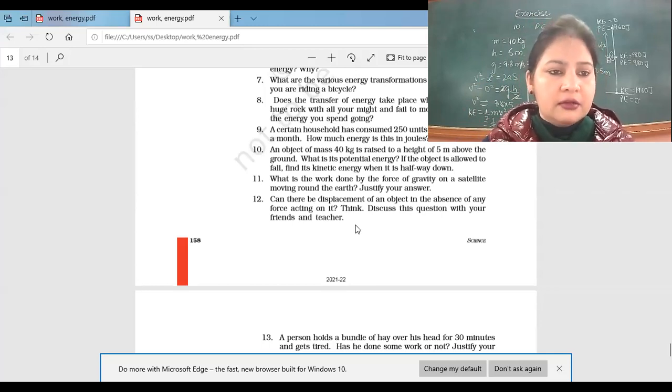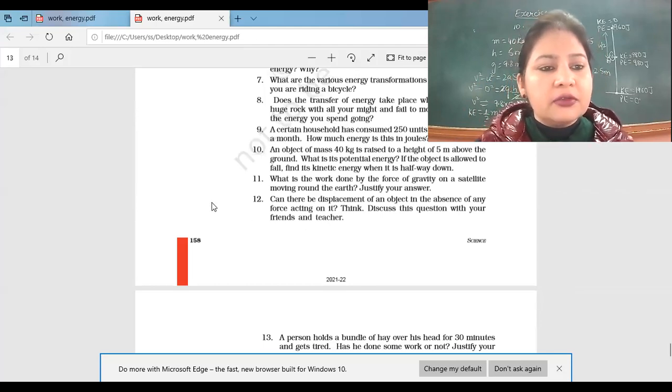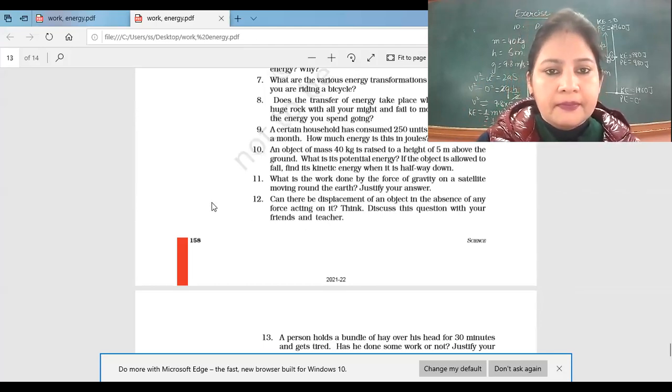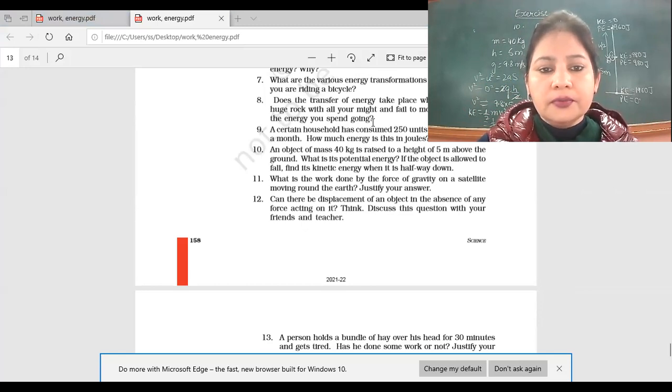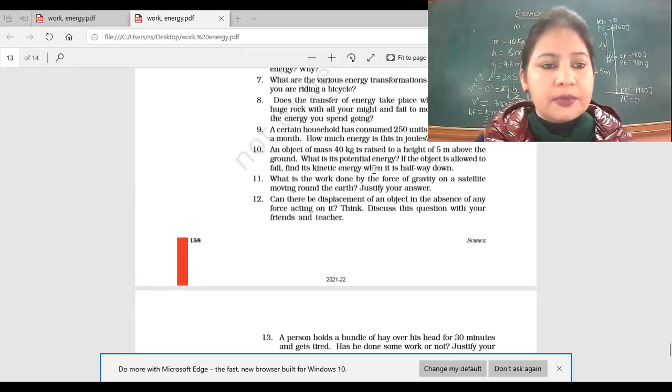Who will tell me the reason why work done by a satellite moving around the earth would be zero? Kaun batayega? Because its displacement is zero. Ma'am, because at every point the tangent angle will be made, and the tangent angle will always be 90 degree. Anyone else? In one line, how will you give the most appropriate answer?